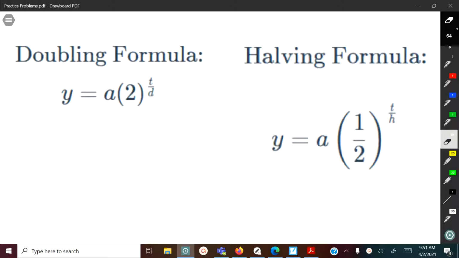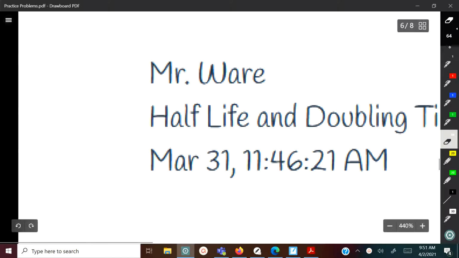Well, the t is going to represent the number of years. The a is going to represent where you begin with. Okay? And that's going to be the same in both formulas. The d is going to represent how often it doubles, and the h is going to represent how often it halves. So let's take a look at a couple of examples.